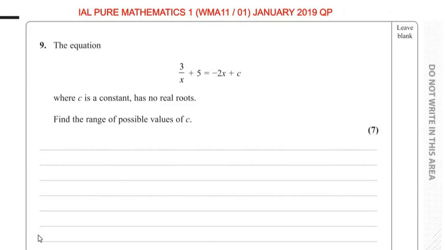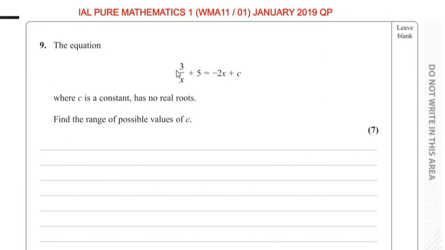In this video we are going to solve some exam questions from the chapter 2 Quadratics from International Advanced Level Pure Mathematics 1 with subject code WMA1101, from the January 2019 to January 2020 question papers. So let us start with the first one.